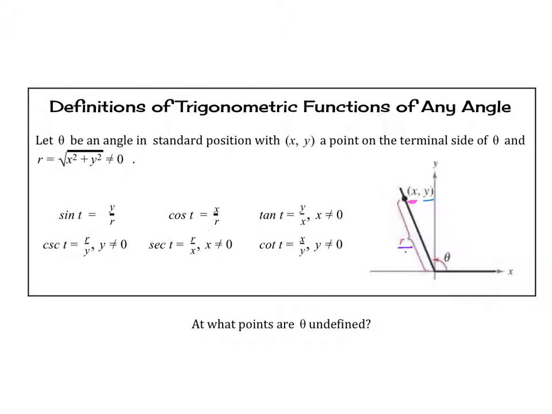And then note that at some points, the functions are undefined. For example, tangent of pi over 2 is undefined, because tangent is y over x, and y is whatever the value is, and x would be 0, right? So it's undefined there. Secant of pi over 2 is also undefined, because cosine of pi over 2 is 0, and therefore it would be 1 over 0.